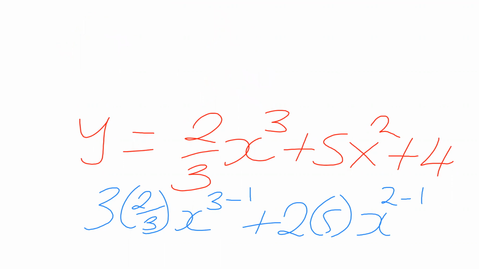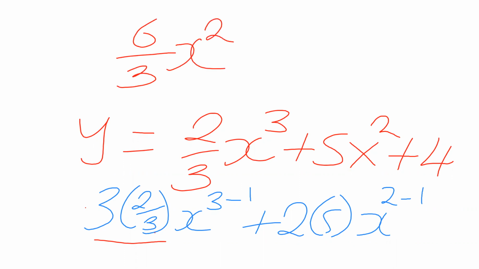So what you're going to have is that when you multiply 3 times this, it will give you 6 over 3 x to the power 2, because 3 minus 1 is 2, plus 2 times 5 is basically 10, and the x, 2 minus 1 is just 1, so it will be 10x to the power 1. So it's as good as just writing 10x.